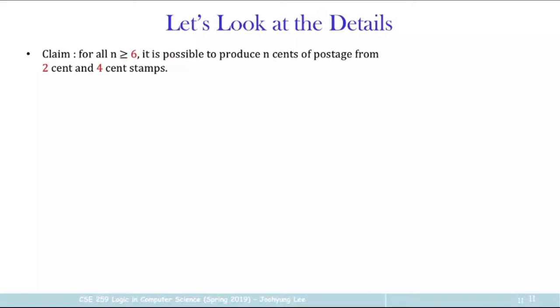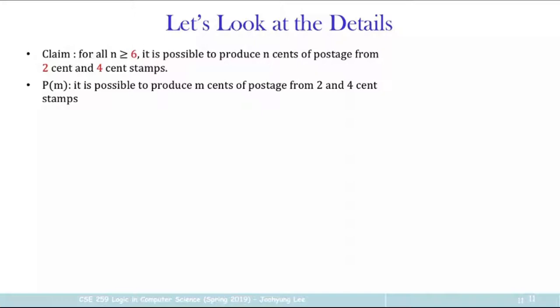So this was the claim. The first thing, of course, you have to do is, what is the mathematical sentence that you want to prove? So you have to identify what is P of M. In the homework, I usually ask you to state clearly what is P of M that you want to prove. So for this problem, P of M is a sentence that can be either true or false. And the sentence is saying it's possible to produce M cent of postage using 2 cent and 4 cent stamps. This P of M is a declarative sentence that can be either true or false. Although it's actually false.